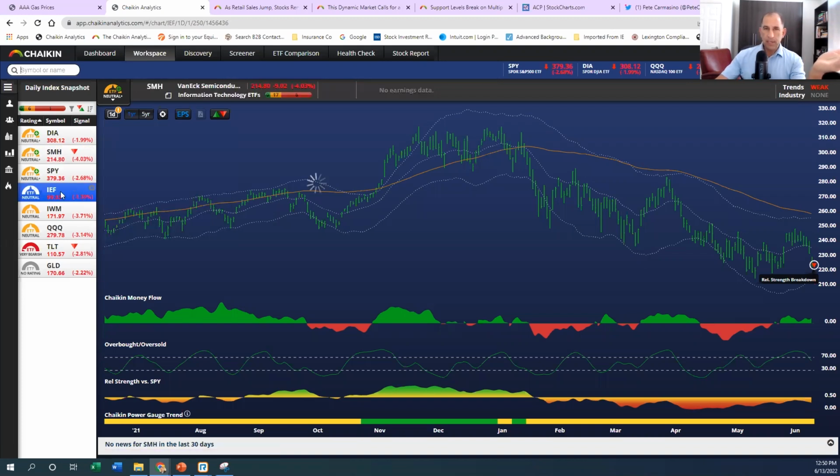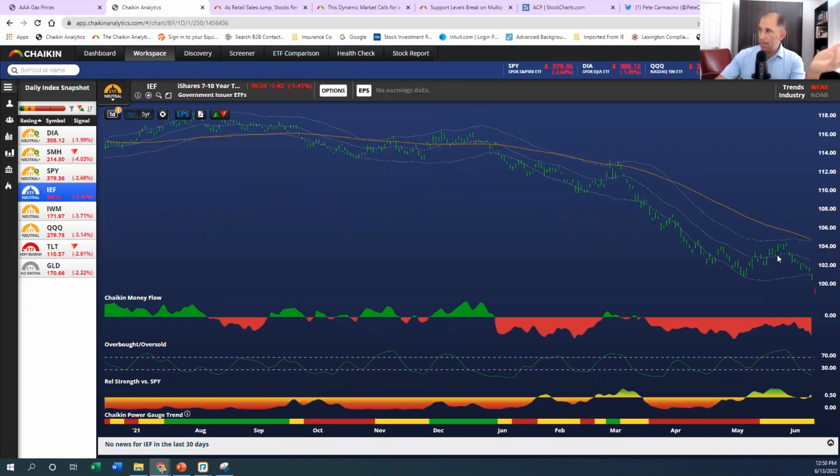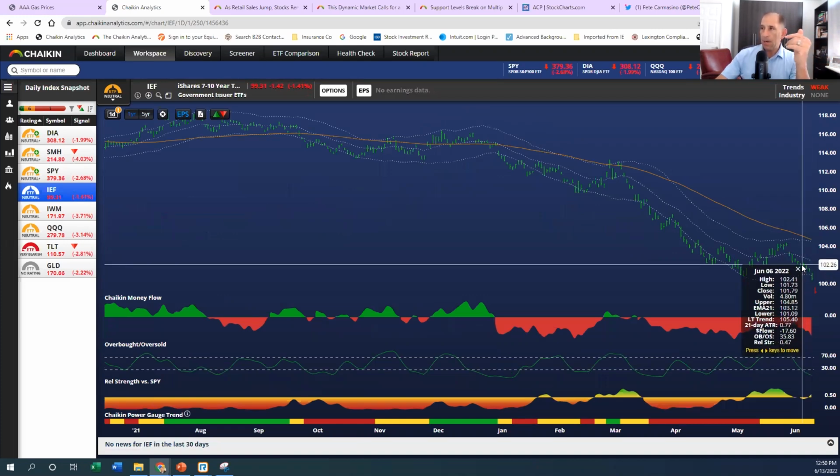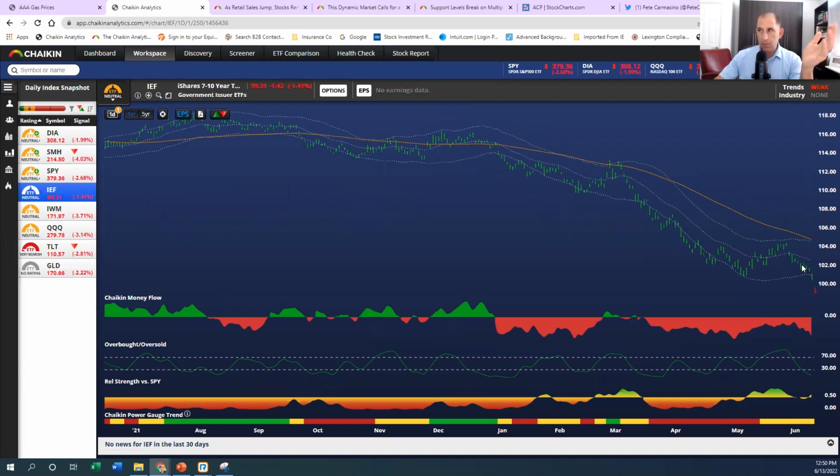And even if I look at IEF, right, if I look at the 7 to 10-year range, just a few days ago, trading in the 102s, that has cracked 100 today. It's at 99.31. That's where it's trading, and that's what's happening, right? The fixed income market is under pressure. Rates are moving higher. We got the FOMC meeting this week, and so that's really what's going on.